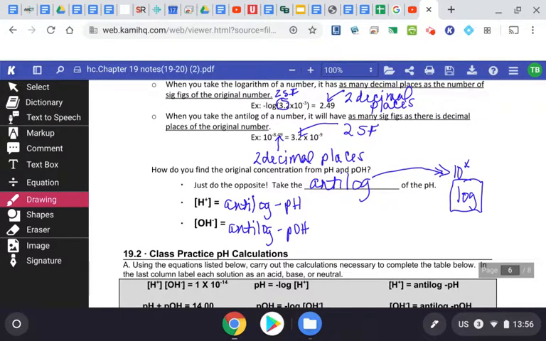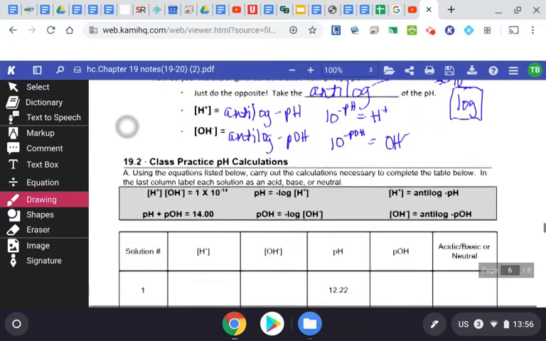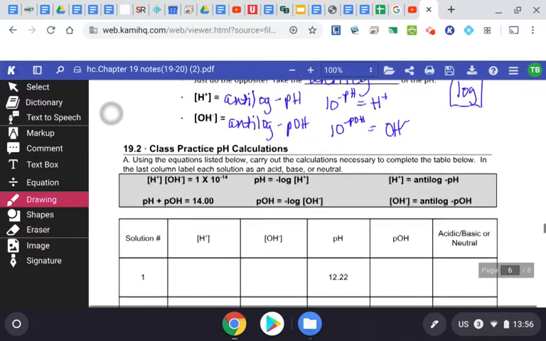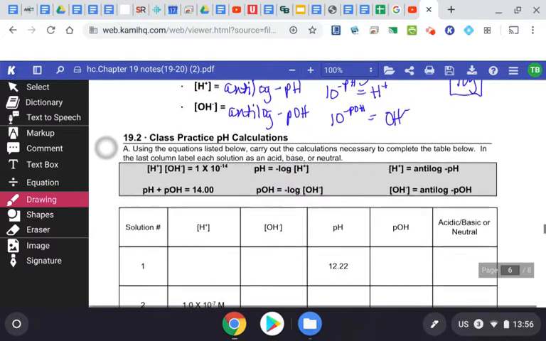So what it ends up looking like would be 10 to the negative pH equaling your hydrogen ion concentration, or for pOH, it would be 10 to the negative pOH value, and that equals your hydroxide ion concentration. Now, to do these class practice problems, you need a calculator in front of you. Please, please, please punch these numbers in and double check your work.